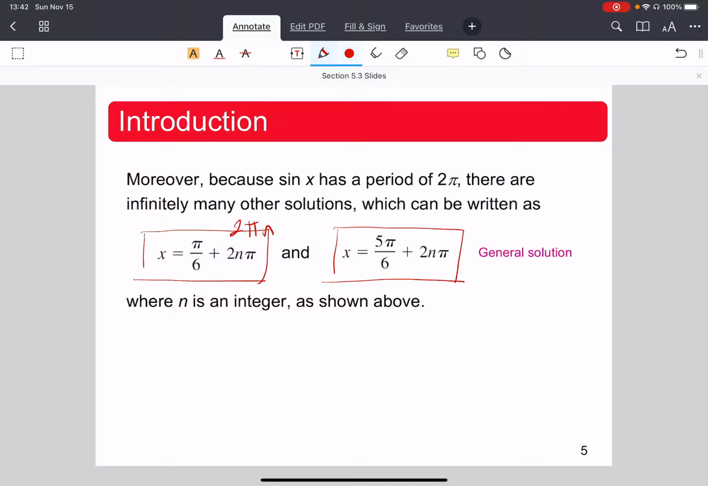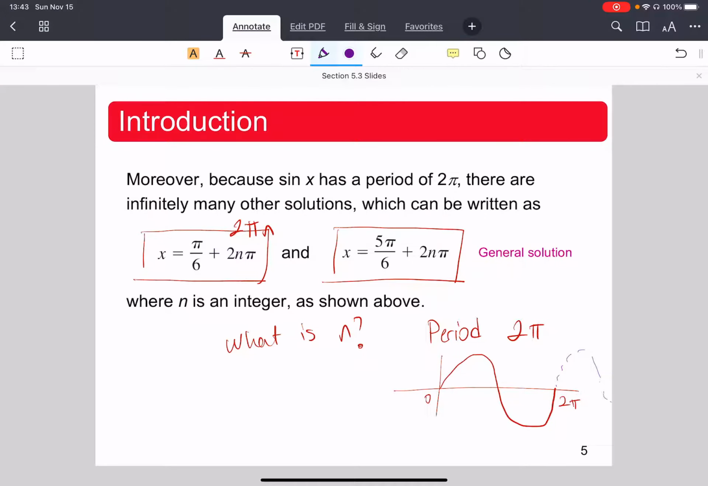So you may be wondering, what is n? Well, here's the thing. Because the sine function has period 2 pi, and you may recall period means one full cycle, like one full behavior of this function. For the sine function, one full behavior would be something like going from 0 to 2 pi. And then all the others will repeat the same behavior. When we go further on the right side, it's going to repeat. When we go further on the left side, it's always going to have that same kind of attitude.